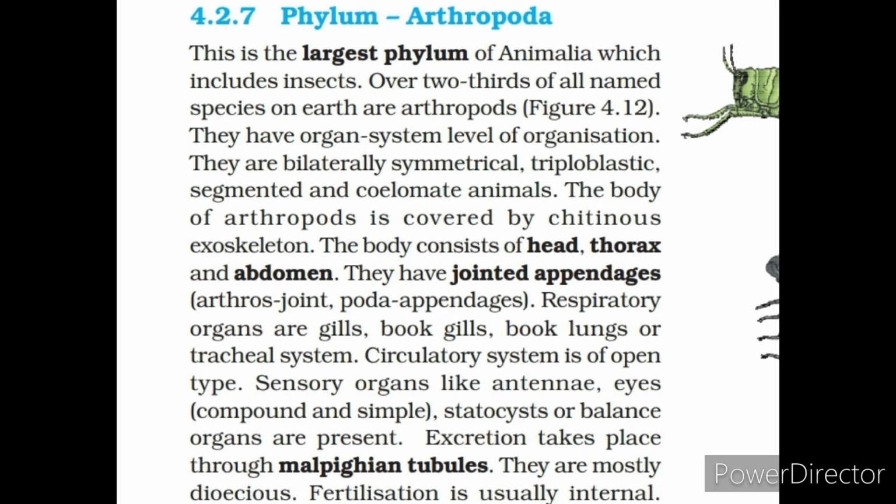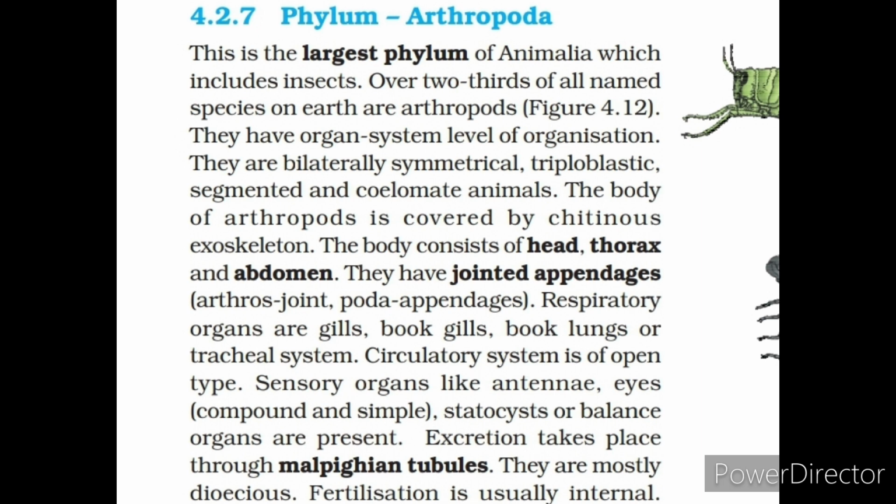Phylum Arthropoda. This is the largest phylum of Animalia which includes insects. Over two-thirds of all named species on Earth are arthropods. They have organ system level of organization. They are bilaterally symmetrical, triploblastic, segmented and coelomate animals. The body of arthropods is covered by chitinous exoskeleton. The body consists of head, thorax and abdomen.